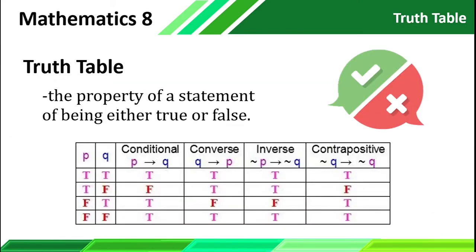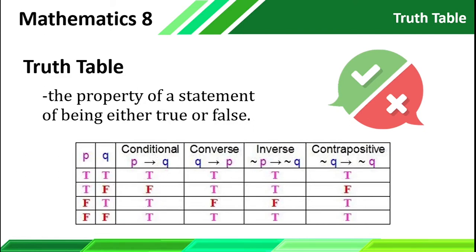Now we have here the truth value if you are confused with our true or false statement. So if our hypothesis is true and our conclusion is also true, therefore the conditional, converse, inverse, and contrapositive will always be true. If the hypothesis is true but the conclusion is false, therefore the converse and the inverse will be true, but the conditional and the contrapositive will become false.